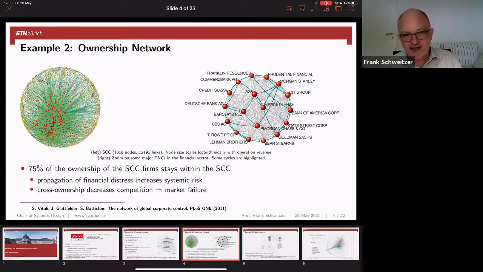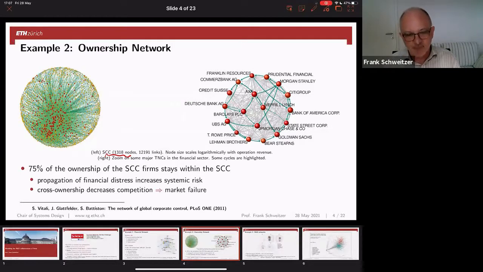But the interesting thing is that most of this network is not interesting. What is interesting is the core of the network. The core of the network is very, very small. Only 1,300 firms make the core of the worldwide ownership network. And they are tightly knit to each other, as you can see in this picture. So in this small core, every firm owns every other firm in some way.